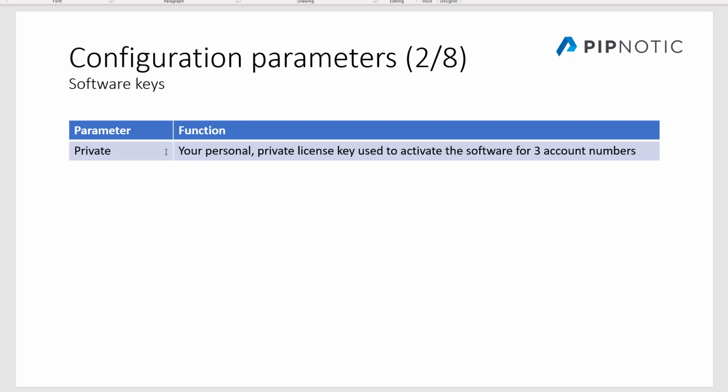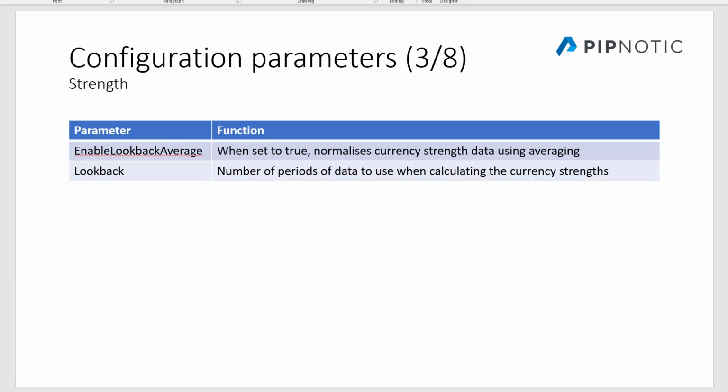Okay, then we have the software keys. We have the private key, and this is where you'll put your private key that you were issued at Pipnotic, like you do with the normal software. We have the strength data.